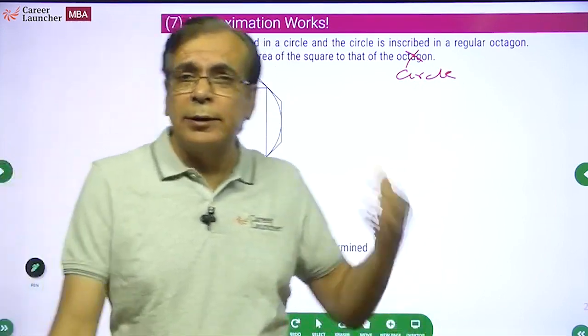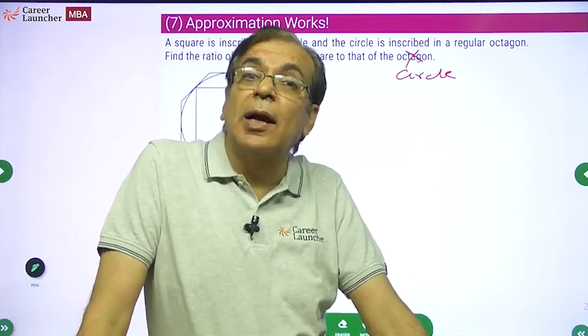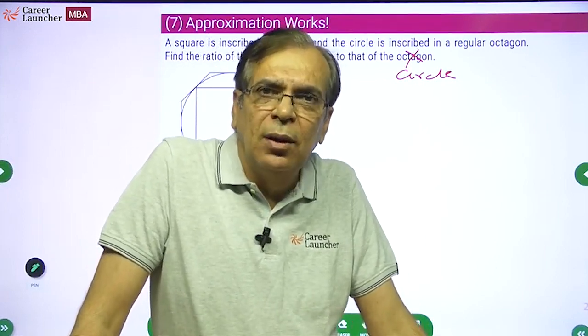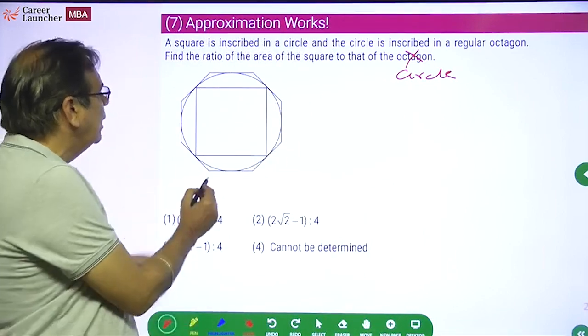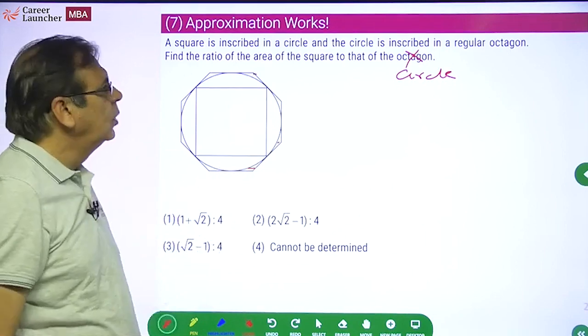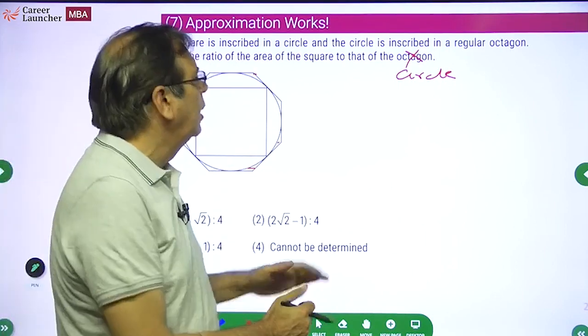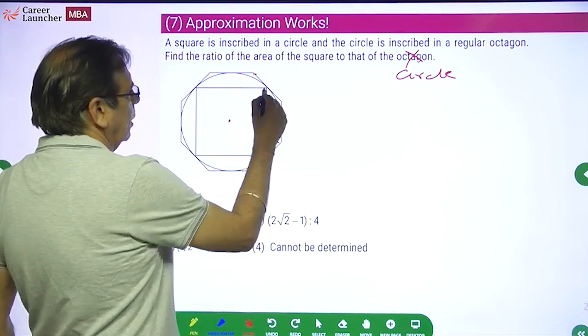What is a circle after all? A circle is nothing but a polygon with infinite sides. So as the number of sides increases, it becomes closer and closer to a circle. And here you can see the difference in area of the circle and the octagon is negligible. So if there were choices which were closer, I would do the area of square to area of the circle.